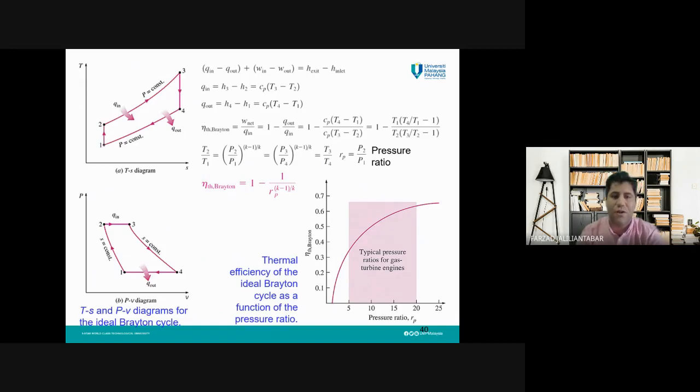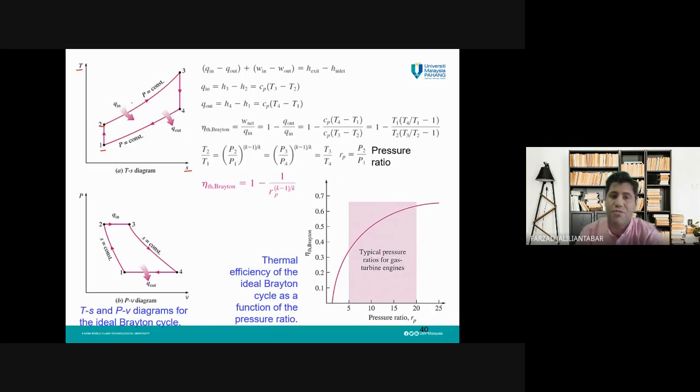As I told you, from state 1, this is the TS diagram. We are going to draw the TS diagram for the Brayton cycle. From state 1 to state 2, we have an isentropic process. For an isentropic process, you know that we have a vertical line. So from state 1 to state 2 like this, and the temperature in the compressor is increased.